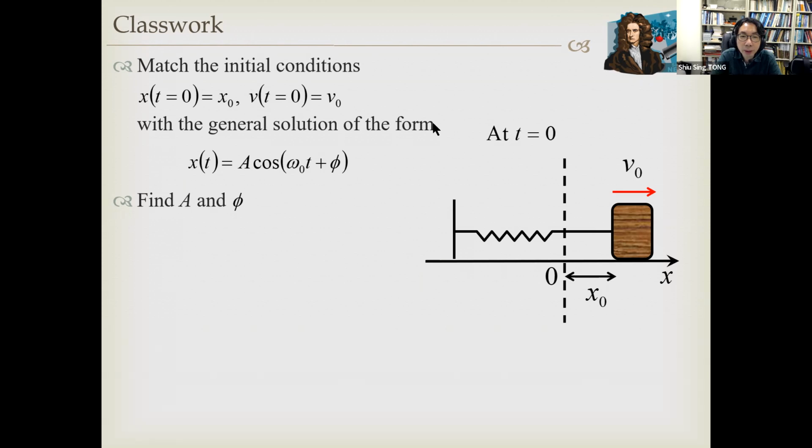No, I don't think you are correct because you find the A in terms of X and V. X and V are not constant, right? A and phi are constant, right? So you should express A and phi in terms of all the constants given in this question, namely X naught and V naught. Is that right?